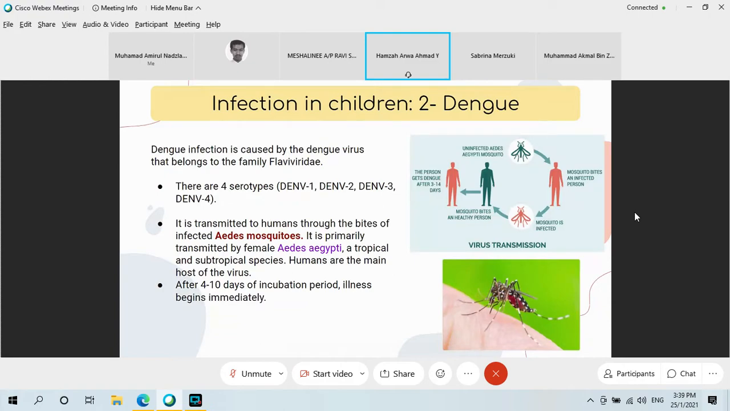It's transmitted to humans through the bites of infected Aedes mosquitoes. It is primarily transmitted by female Aedes aegypti, a tropical and subtropical species. So you will see it in Malaysia, but in my country, it's going to be very interesting if you have a patient with dengue fever because it's very rare. The human is the main host of the virus. The incubation period ranges from 3 to 14 days. After 4 to 10 days of the incubation period, the illness begins immediately. Next slide.